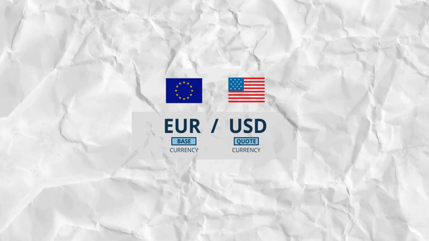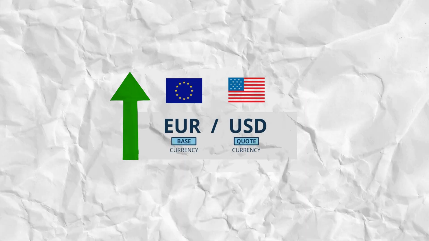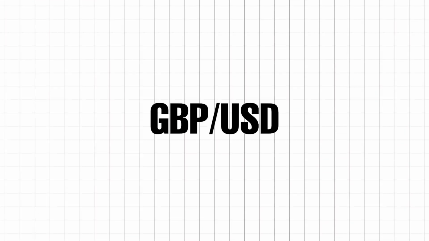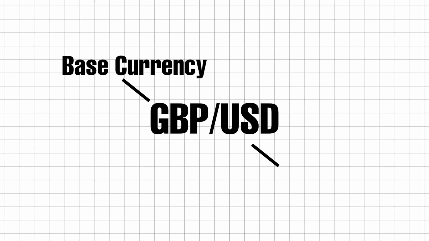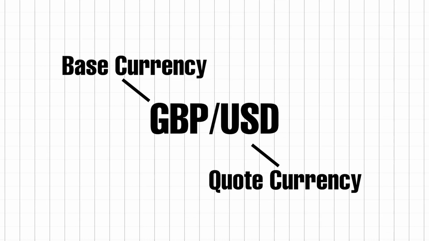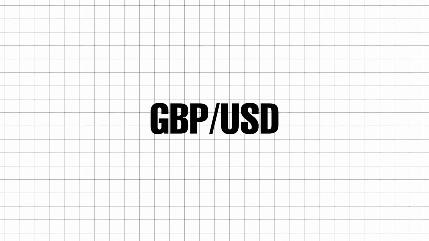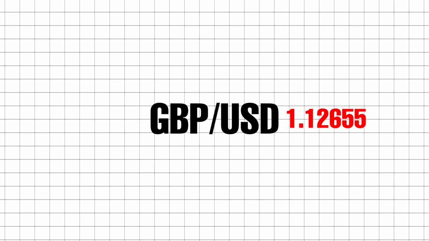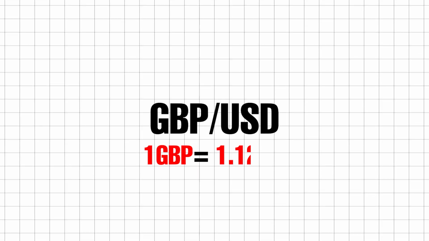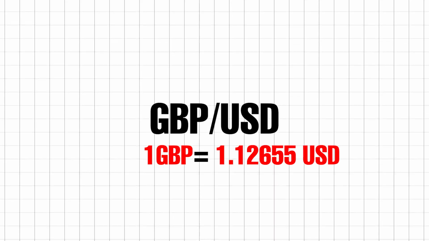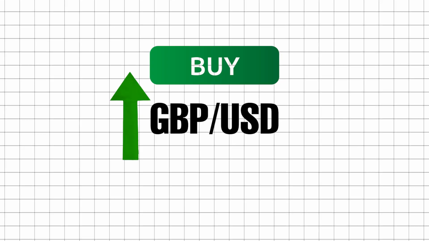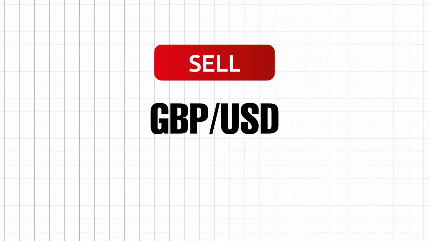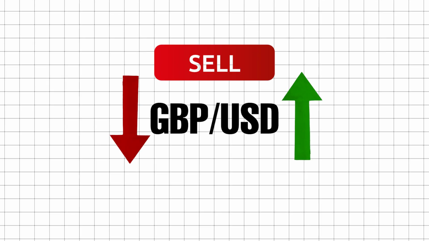In Forex, we trade currencies in pairs because you buy one while selling the other at the same time. For example, let's take the GBP USD pair. The first currency, GBP, is called the base currency, and the second, USD, is the quoted currency. If GBP USD is 1.12655, that means for 1 British pound, you get 1.12655 US dollars. When you buy GBP USD, you're expecting the pound to go up and the dollar to go down. If you sell it, you're expecting the pound to drop and the dollar to rise.